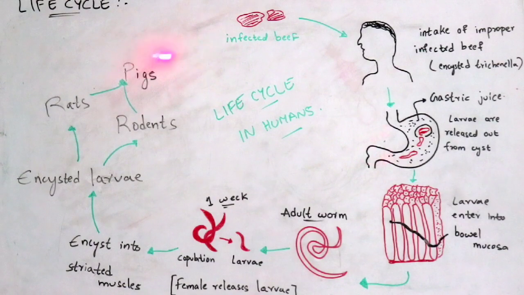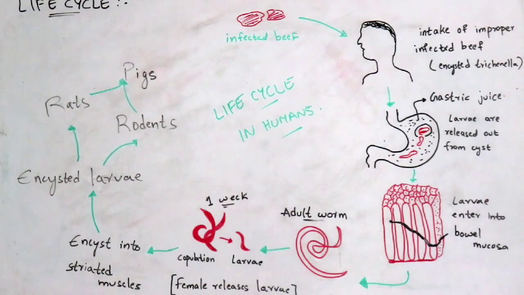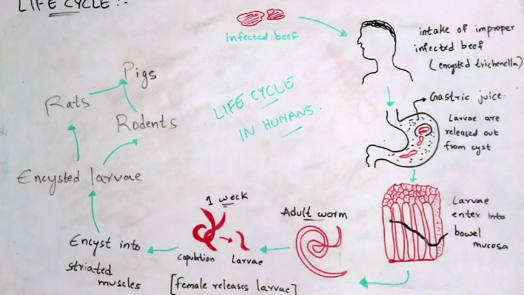The life cycle in humans begins with infected beef. Infected means it consists of trichinella cysts. Not only beef, but also pork, will be ingested by humans, and from the mouth this infected beef enters into the stomach.